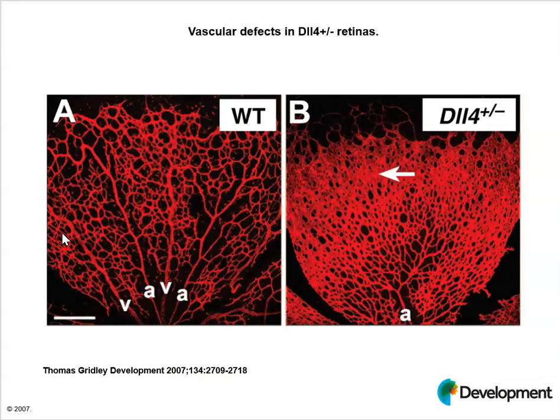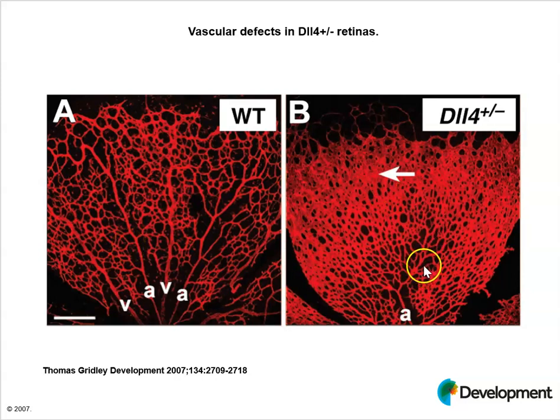Now the effect of this is quite profound, and this shows an illustration of the vascular pattern of the retina of a mouse's eye if you start messing around with Delta-like ligand 4. So this is a wild type eye. Every now and again we've got vascular branching, so every now and again an endothelial cell has decided to become a tip cell and create a new blood vessel.